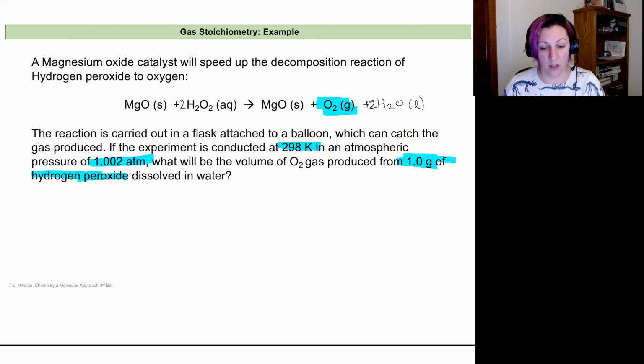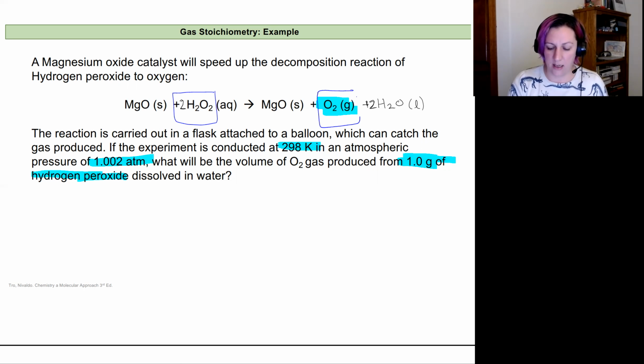So to solve this problem, we're going to use that mole to mole conversion going in between our hydrogen peroxide and our oxygen. So the first step is to figure out the number of moles of hydrogen peroxide that we have, and we're given this 1.0 grams. And so I'm going to convert this into moles using molar mass.